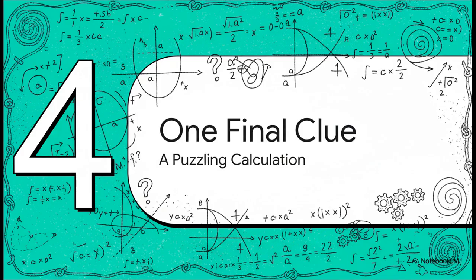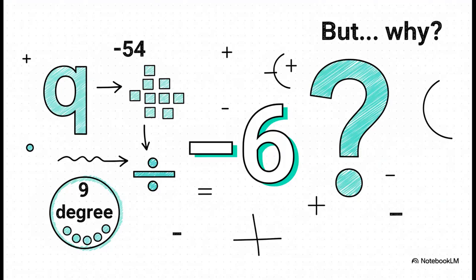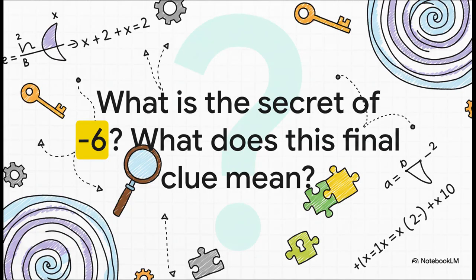It does one last calculation that it doesn't really explain. The very last line of the proof does this one last thing. It takes that first Q value from our codebook, -54, and divides it by the degree of the polynomial, which is 9. The result is -6. Okay, but why? And here's the thing. The source doesn't tell us what this -6 signifies. It's a final, tantalizing piece of the puzzle, just left hanging there. So we're left to wonder, what is the secret of -6? What deeper truth about this equation have we not yet uncovered?